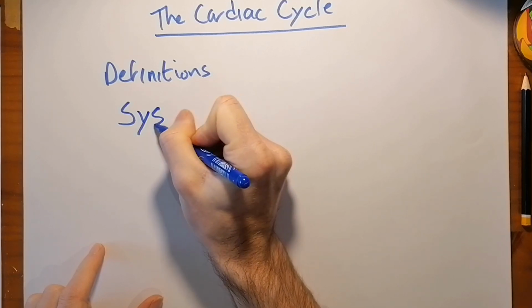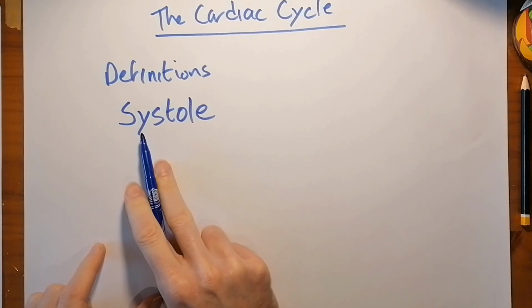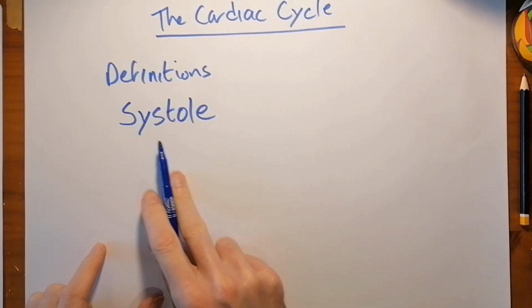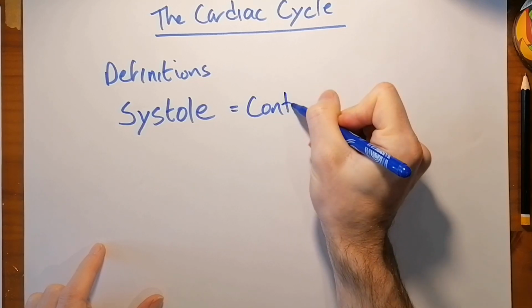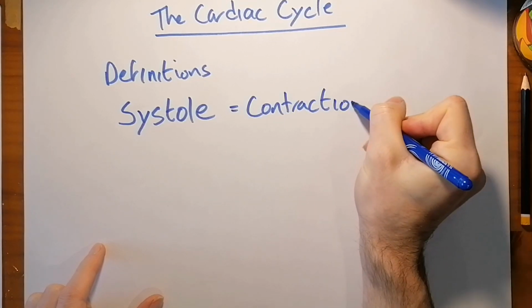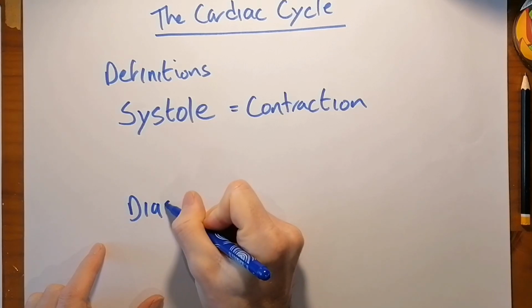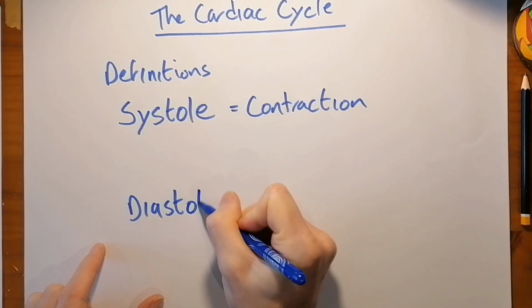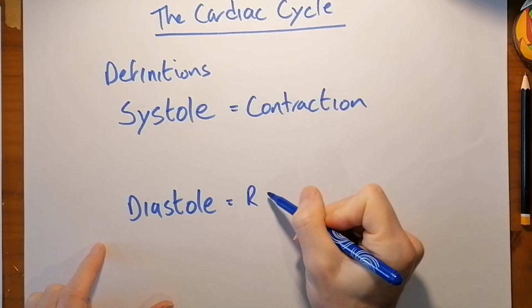So first of all, we're going to define 2 words, and they're not spelt how you say them. Looks like systole, it's actually systole. So systole means contraction. And another word you might not have heard before, diastole, means relaxation.